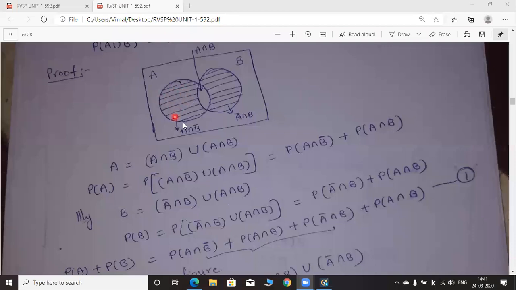Here the first shaded area is A intersection B bar. Next, the common portion is A intersection B. After combining these two portions, you will get A. So A is equal to A intersection B bar, the first shaded area, union A intersection B, this common portion. So to get the first circle, you have to consider the shaded portion and common portion.